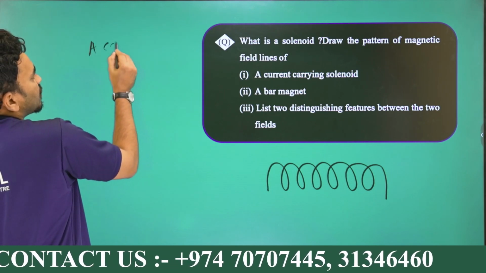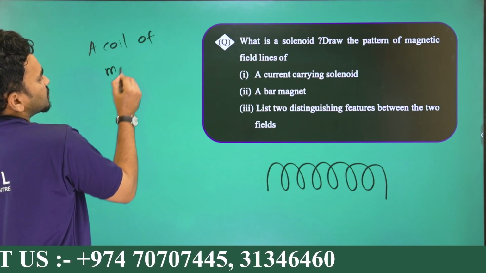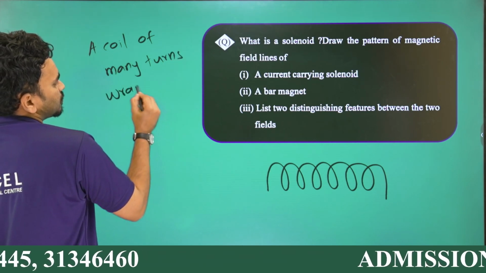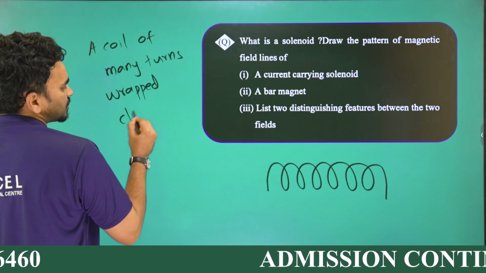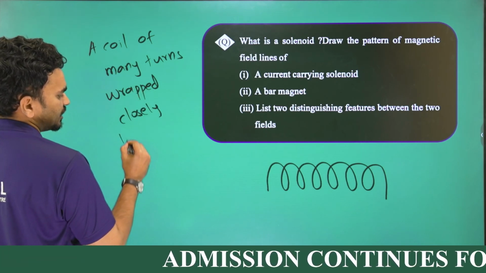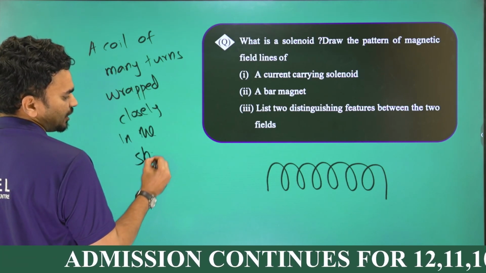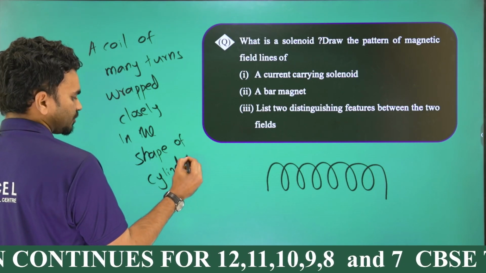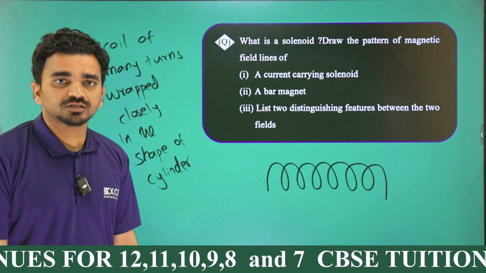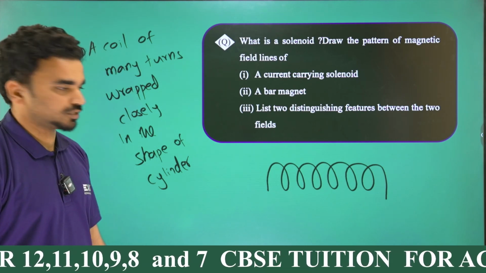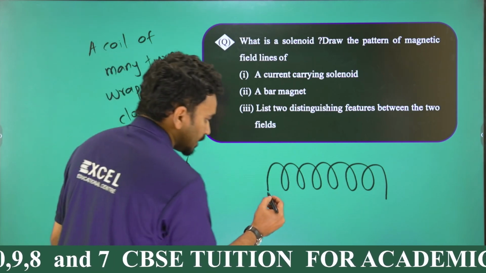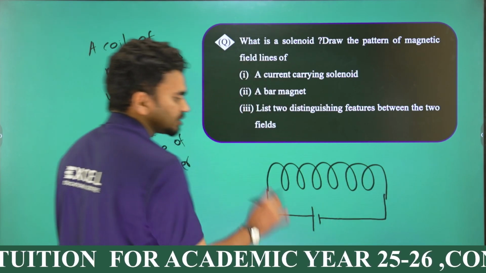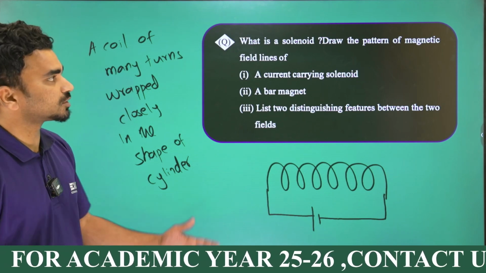A coil of many turns wrapped closely in the shape of a cylinder. That is called a solenoid. Keep this definition in your mind. What is solenoid? They usually ask this question. So it is like a spring, like a coil. And see here, let me draw a current carrying solenoid. So this is a current carrying solenoid. Fine, that's the solenoid.